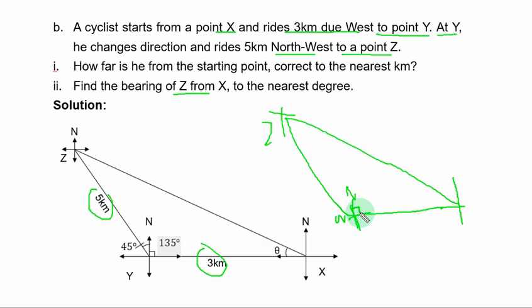Now, from west to north is 90 degrees, but northwest is half of it. That is 45 degrees. So here is 45 degrees, and the whole of this angle becomes 135 degrees. We are trying to see how we can use the cosine rule to get this side. So the angle facing this side is known. You know this side, you know this side. Of course, you can use the cosine rule to get the distance from the starting point.